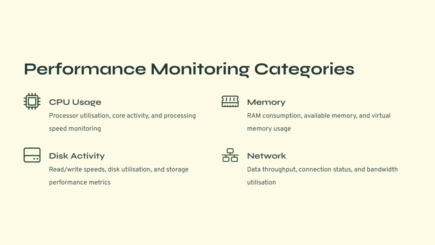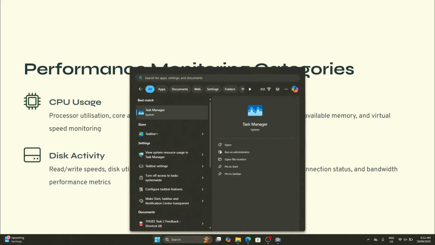All right. So your performance monitoring categories, you have multiple different categories. You've got CPU usage, memory, network, and disk activity as well. And it gives a visual representation of this on your system as a whole. So before we get to startup, let's go ahead and have a look. So we've got Task Manager.